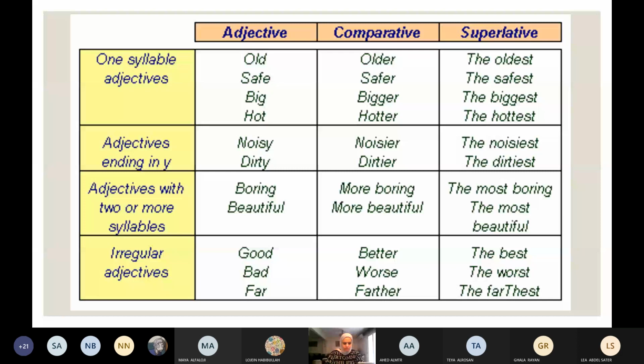Which number? Exercise number 2. The word highly, in comparative will be what? In superlative will be what? Highly is an adverb, ends in ly.